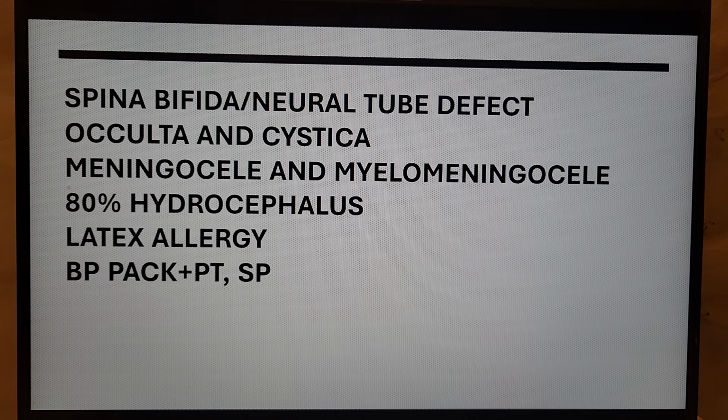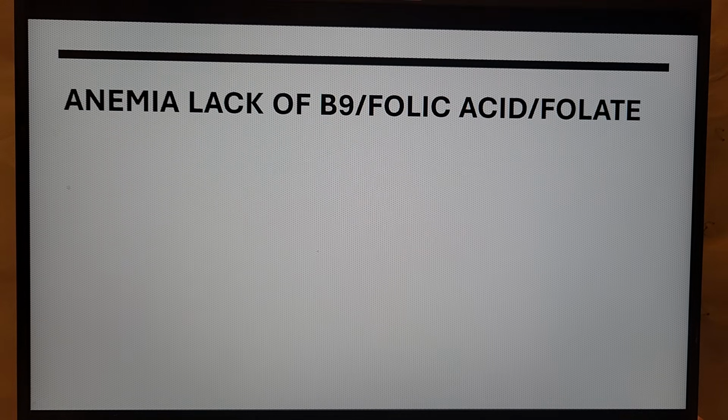So why can the baby have this neural tube defect? Because when the mom is pregnant, she does not get enough vitamin B9. So the doctor will make sure that all pregnant women have enough vitamin B9. Usually we will give them 400 to 600 micrograms, right? That's the dosage for B9.